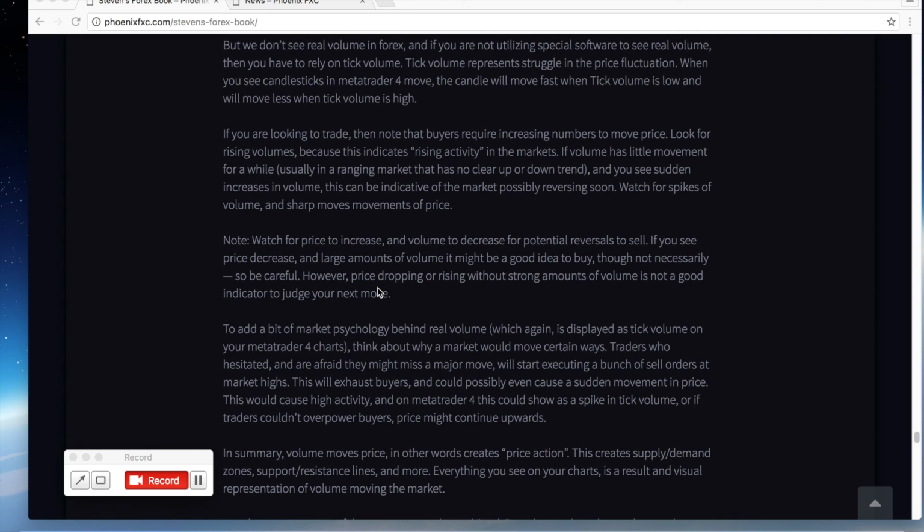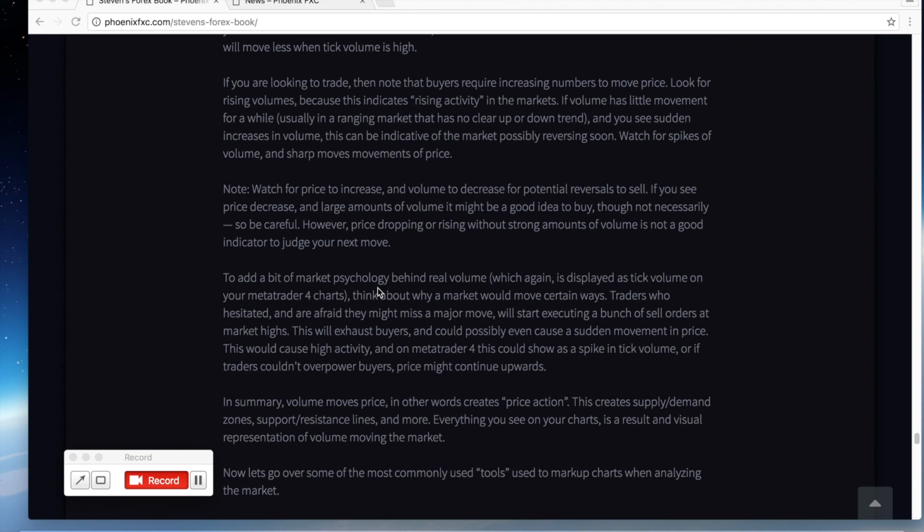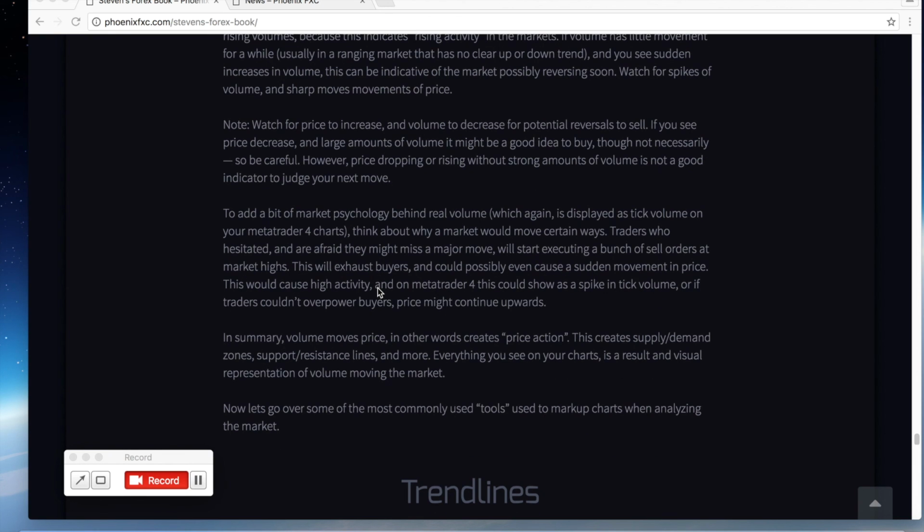If you're looking to trade based on volume, then note that buyers require increasing numbers to move price. So look for rising volumes because this indicates rising activity in the markets. If volume has little movement for a while, usually in ranging, or what you may know as consolidating markets that have no clear trend, then you might see sudden increases in volume, and this can be indicative of the market possibly reversing soon. So watch for spikes of volume and sharp movements of price.